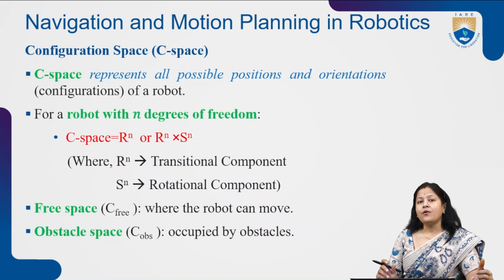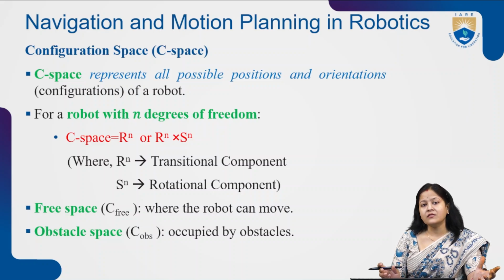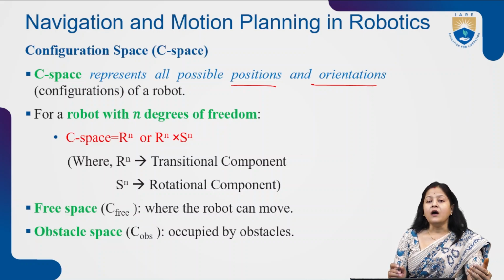Now let me discuss something very important that we should know while discussing robotics topics: the configuration space. In my previous video I have already discussed it, but once again I want to repeat it here. So configuration space represents all possible positions and orientations. All possible positions means, if the robot is present in 2D space, the X and Y axes, and if it is present in 3D space, the X, Y, and Z axes, and its orientation. Orientation means configurations of the robot.